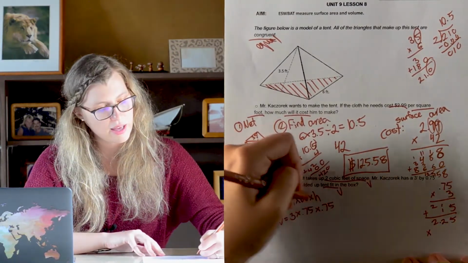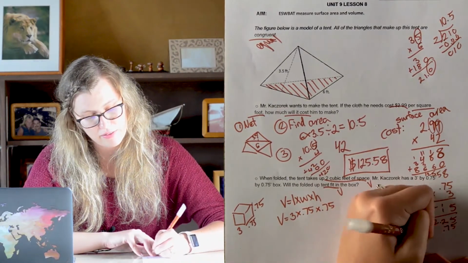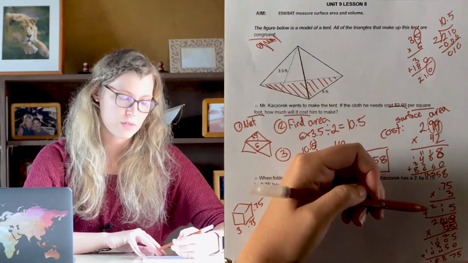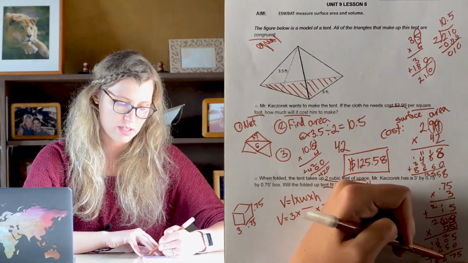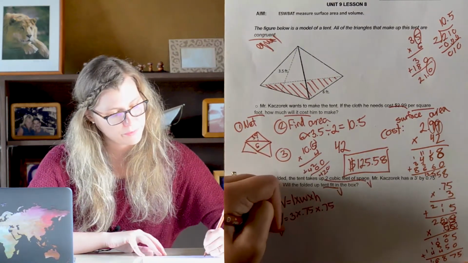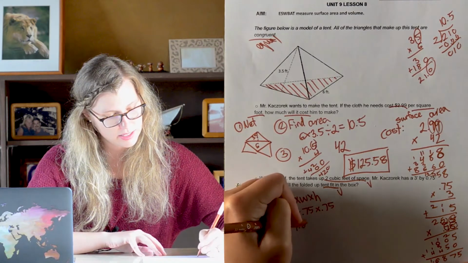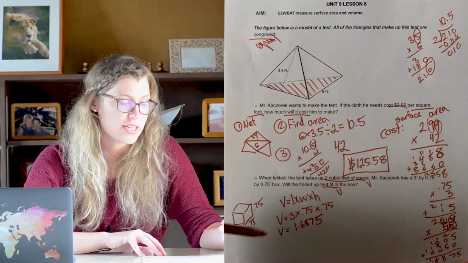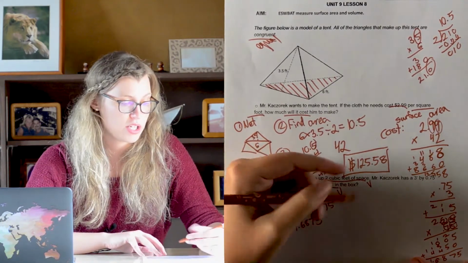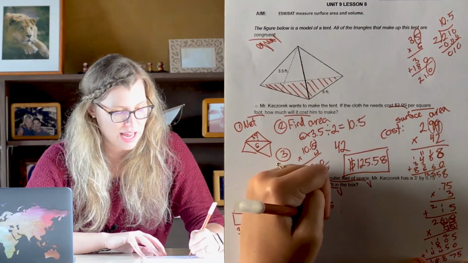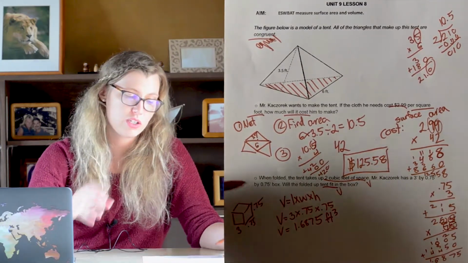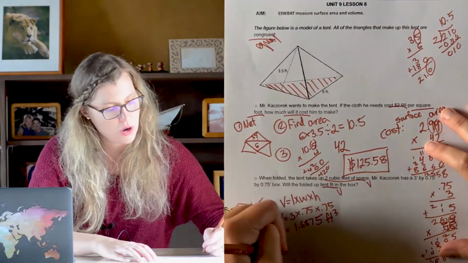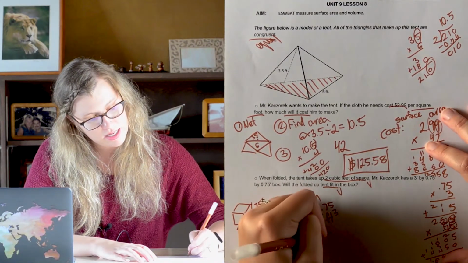So I get 2.25, and I still have to multiply it once by 0.75. Since I have 4 numbers behind my decimal, I'm going to have to count off 4 here: 1, 2, 3, 4. So the volume of this box is 1.6875. Now the question was, is 2 cubic feet going to fit inside this box, which is 1.6875 cubic feet? So does 2 fit inside that? No, it does not. This is smaller, so no, the tent will not fit.